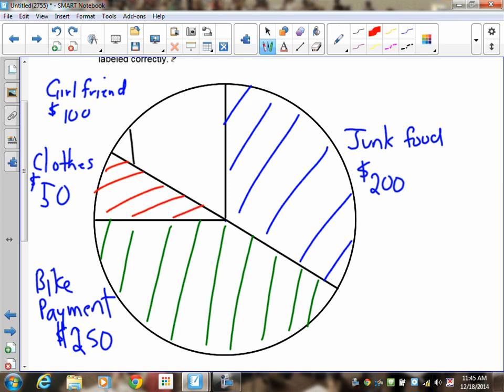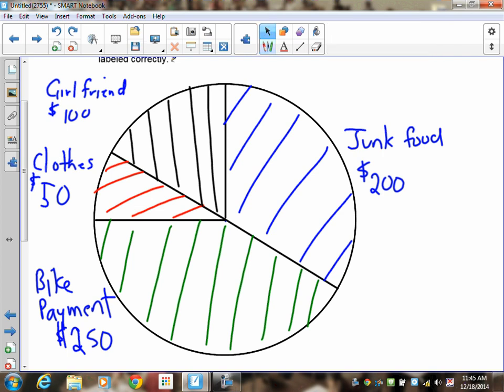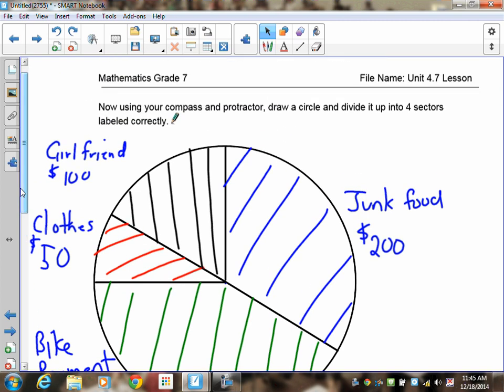And then finally, there you go. So now what we've created is a circle graph, which shows how he spent his money. The one thing that's still missing is I need a title. In this case, the title is Bob's Spending.